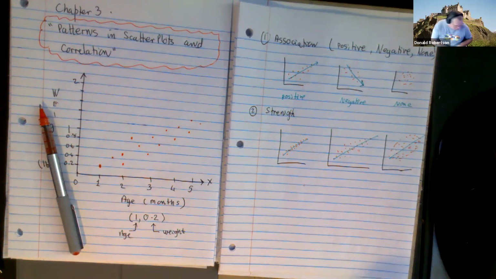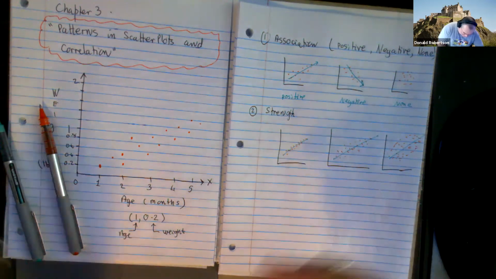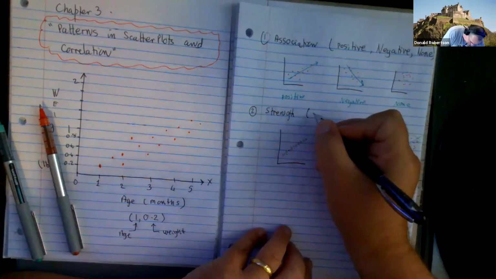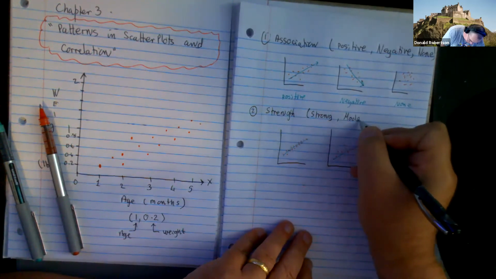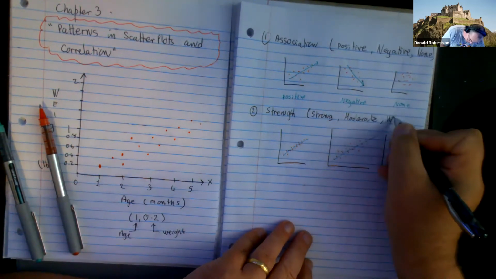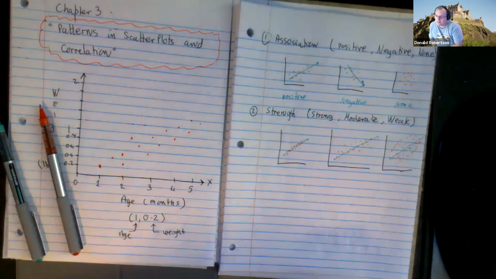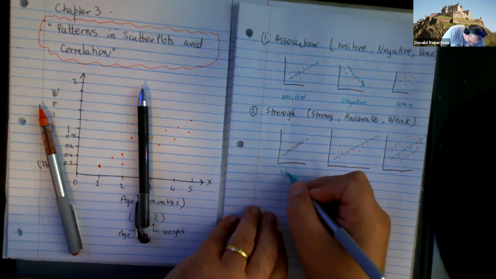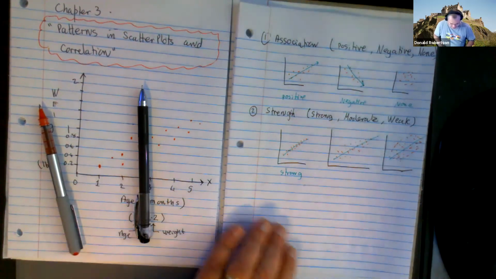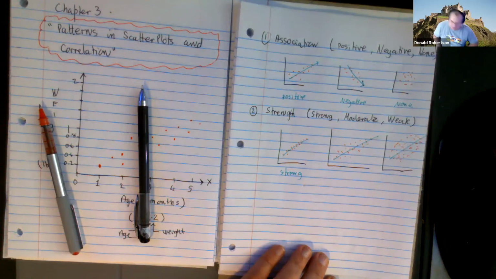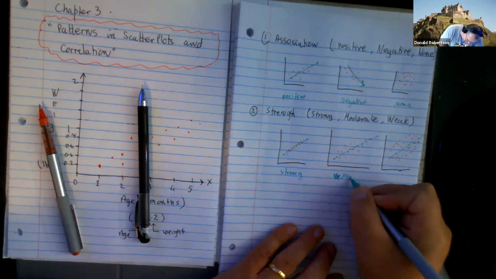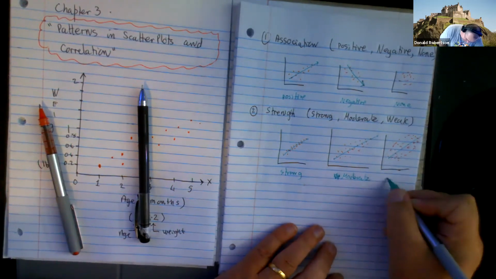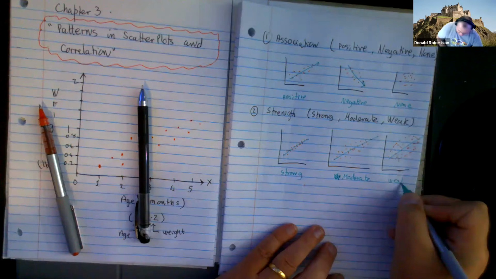When we talk about strength, we use words like strong, moderate, and weak. Would you agree that this guy is what a strong positive association looks like? This guy is what a moderate one would look like. And this is what a weak would look like.